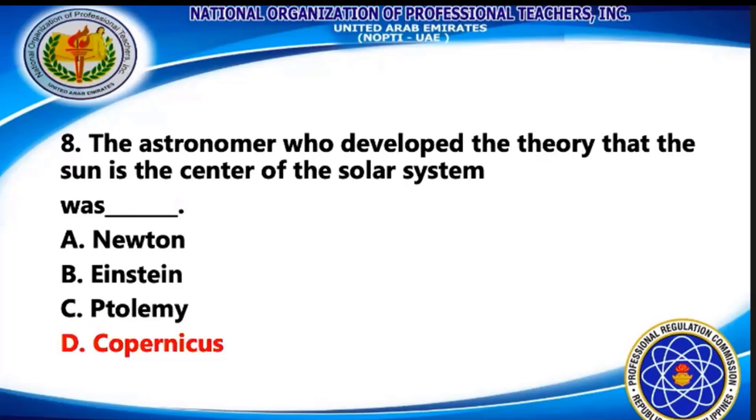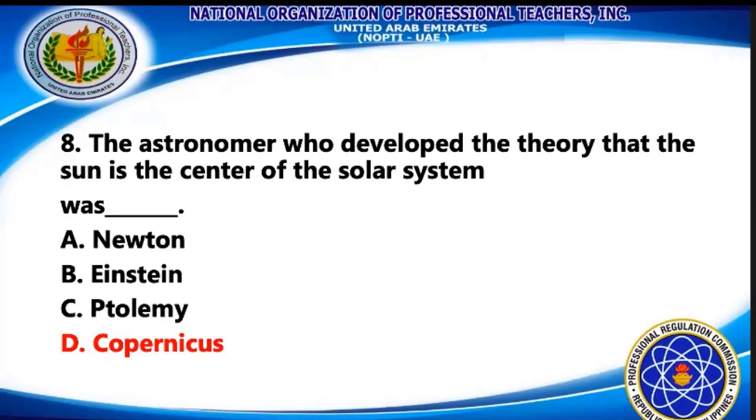Correct answer is Copernicus. Okay. Letter D, Copernicus, because it was Nicolaus Copernicus. He is a Polish astronomer during the 16th century. Okay, he enunciated the principle of heliocentric planetary motion. Heliocentric, ibig sabihin yung sun ang nasa center. Stating that the sun and not the earth was the center around which planets revolved.